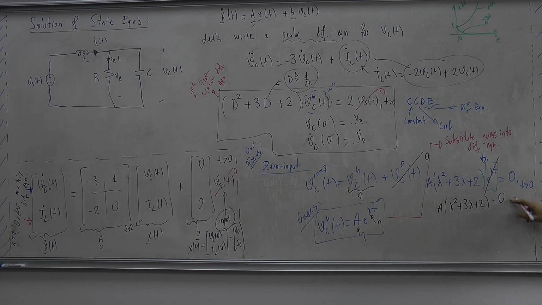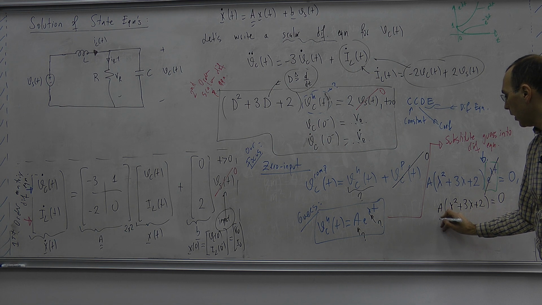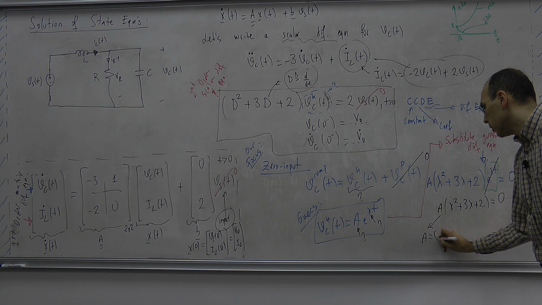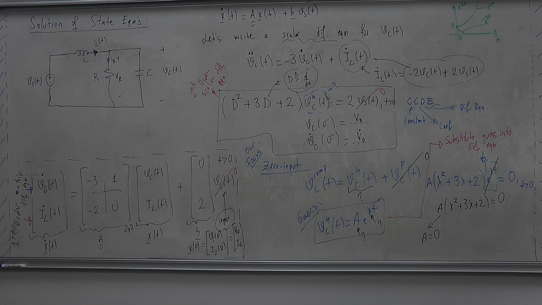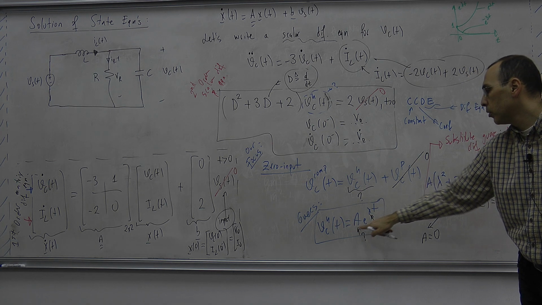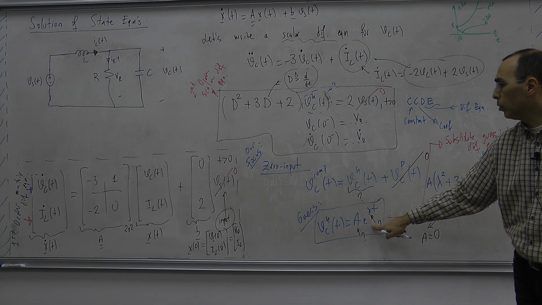Okay, so how can this be equal to 0? Well, I have two choices. A can be equal to 0. If A is equal to 0, this is satisfied, this is satisfied, go back, everything is satisfied. But the interesting thing is that when A is equal to 0, the homogeneous solution itself is equal to 0. 0 times a number is always 0.